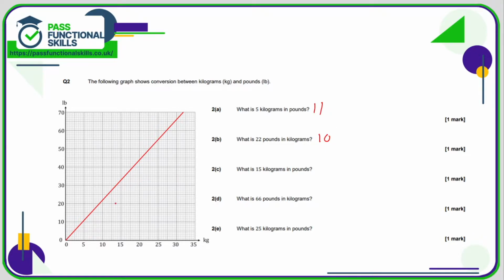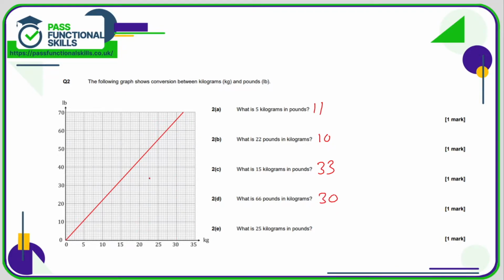Yeah, I only mention that because sometimes it can be difficult to read the graph, so that is reassuring. 15 kilos in pounds, well, here's 15 kilos. That corresponds to 30, 31, 32, I would say 33 pounds. If there's any doubt, the mark scheme would have a range of acceptable answers. 66 pounds, well, 66 is double 33, so I'd expect it to be double 15, which is 30, so let's just double check. 60, 65, 66, let's go across, and that is absolutely 30 kilos.